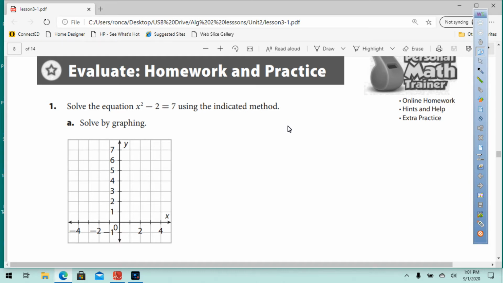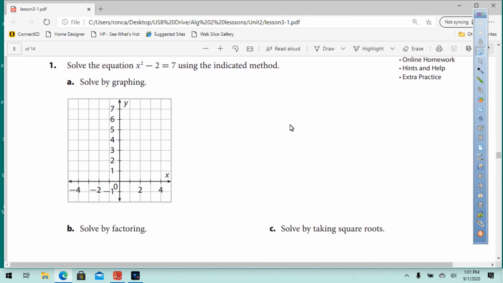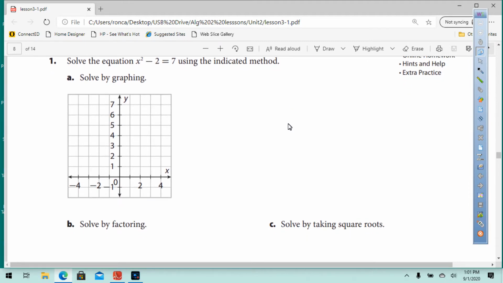Algebra 2, lesson 3-1. Number 1, solve the equation x squared minus 2 equals 7 using the indicated method.